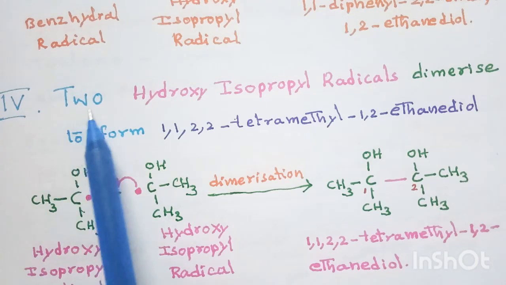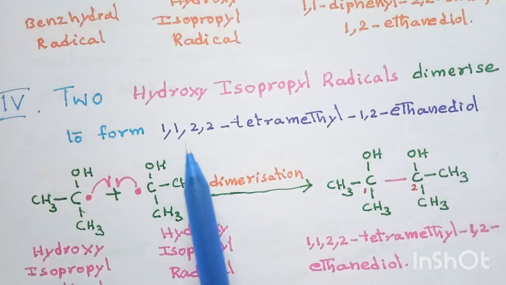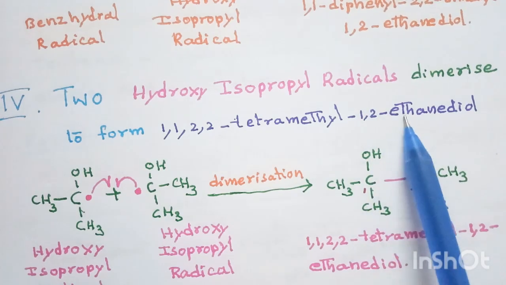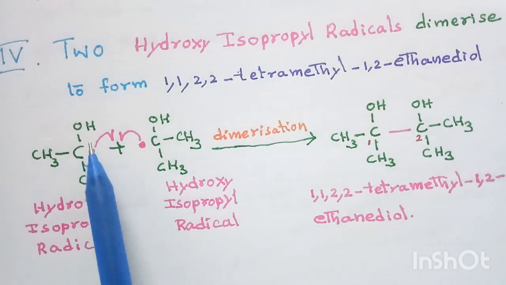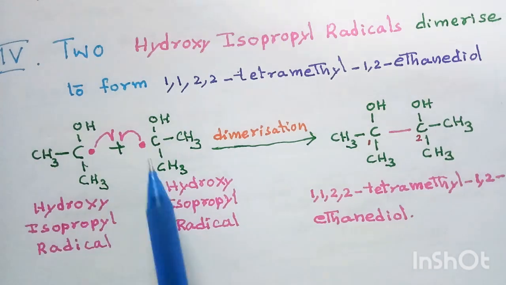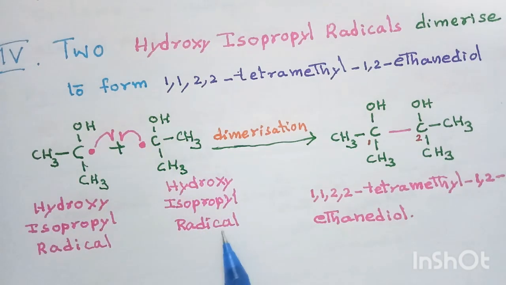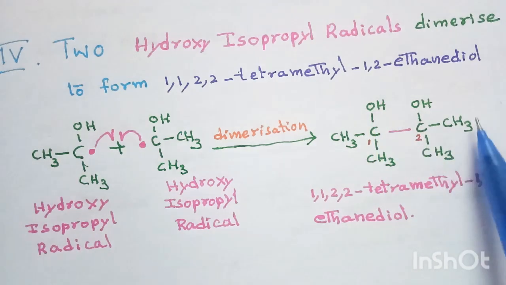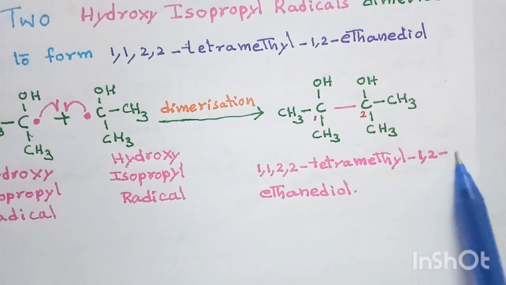Now let's see the fourth possible reaction. Two hydroxy isopropyl radicals will dimerize or combine to form 1,1,2,2-tetramethyl-1,2-ethane diol. (CH3)2C-OH radical, that is hydroxyisopropyl radical, will combine with another (CH3)2C-OH radical, that is another hydroxyisopropyl radical, to form (CH3)2C(OH)-C(OH)(CH3)2. This is nothing but 1,1,2,2-tetramethyl-1,2-ethane diol.